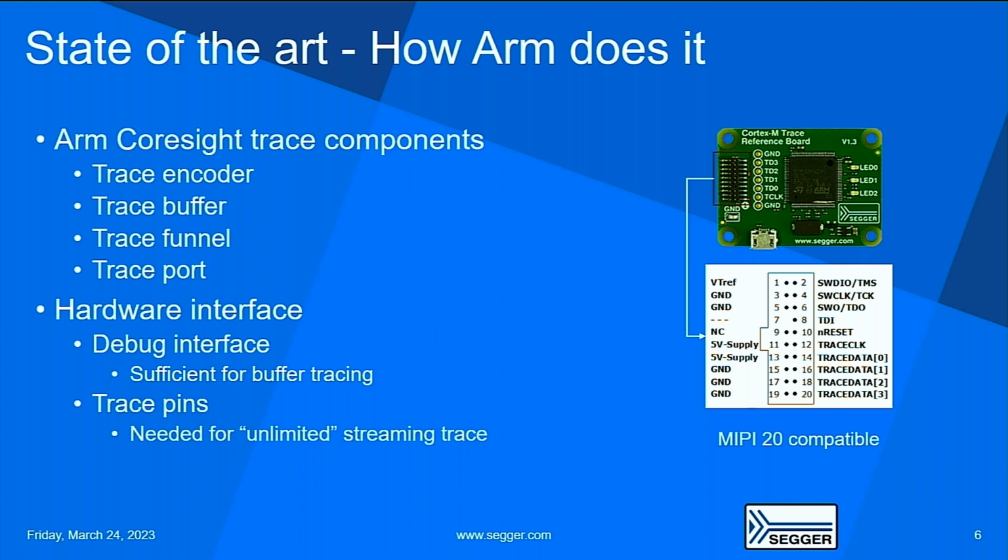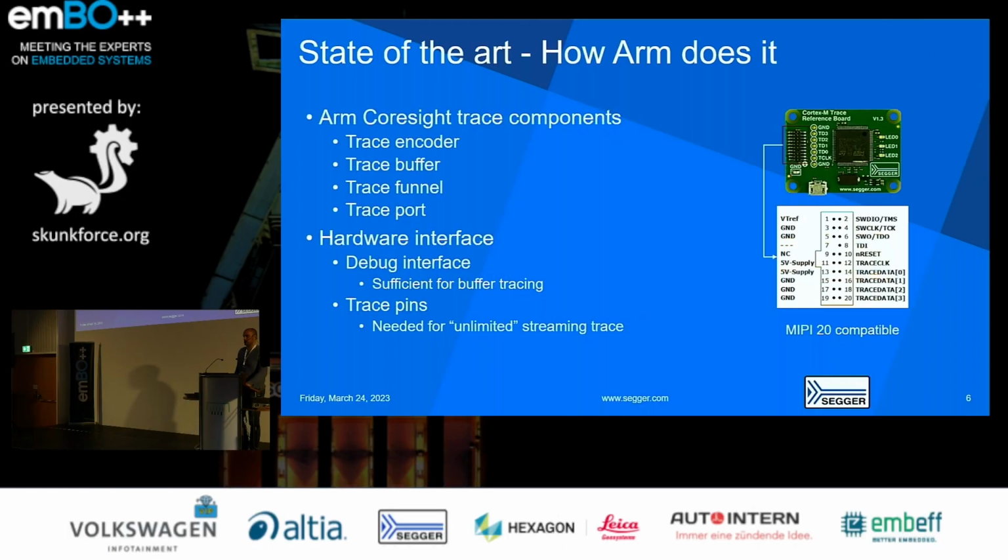So you have JTAG or SWD, which can be used for this buffer tracing type, where you just read from a RAM. And then the other interface is the trace pins. We have additional pins that you have implemented on your board. But that way you can stream the data out continuously while your target device is running.